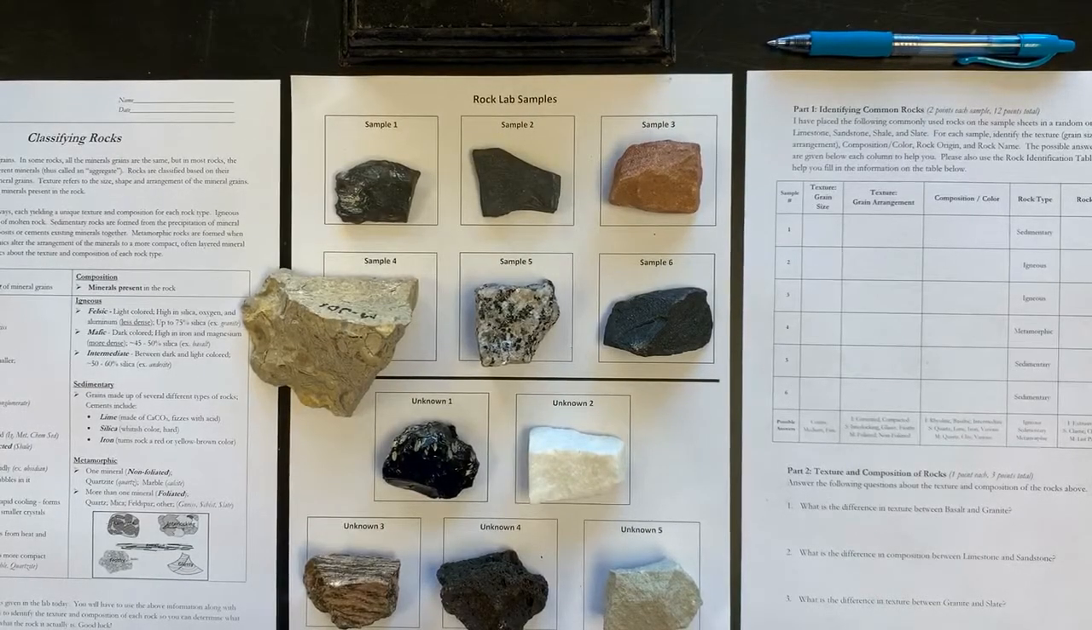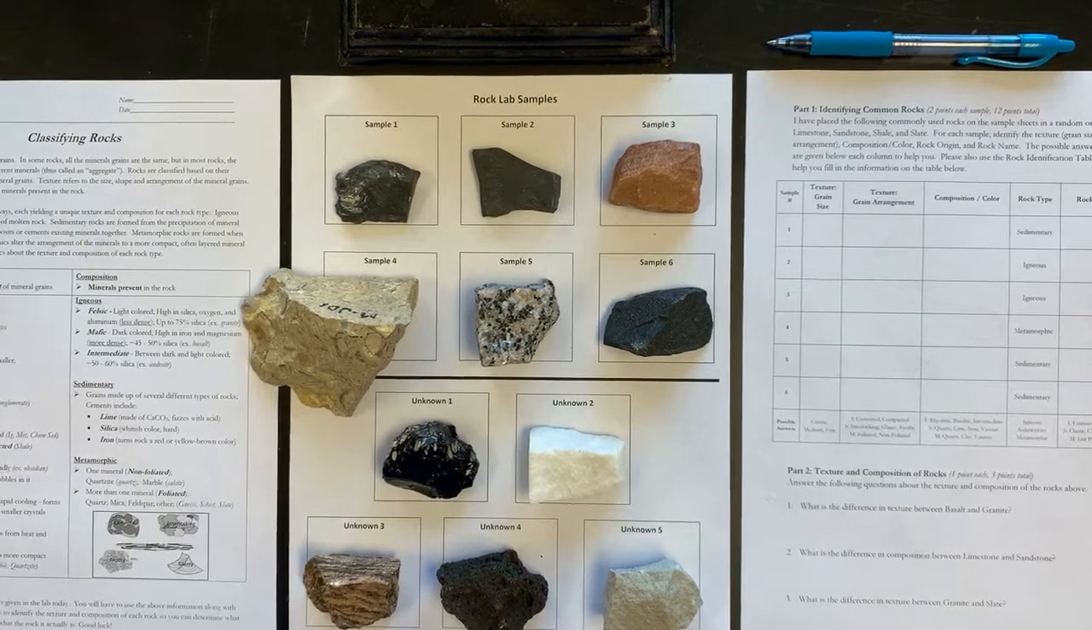All right, let's begin part one, identifying common rocks. In this section, I've given you some common rocks that I put in random order: basalt, granite, limestone, sandstone, shale, and slate. And these are very common rocks that we see out there in the real world, and they're very significant to building stones, decorative stones, and things of the like.